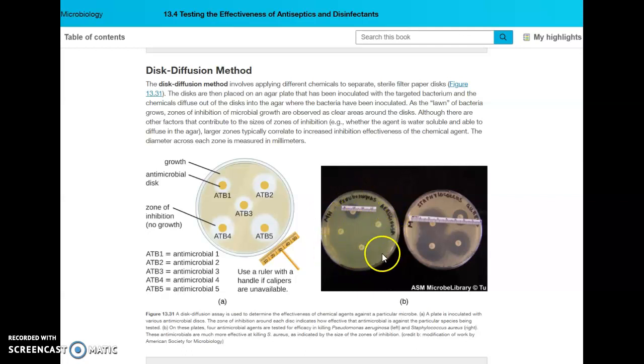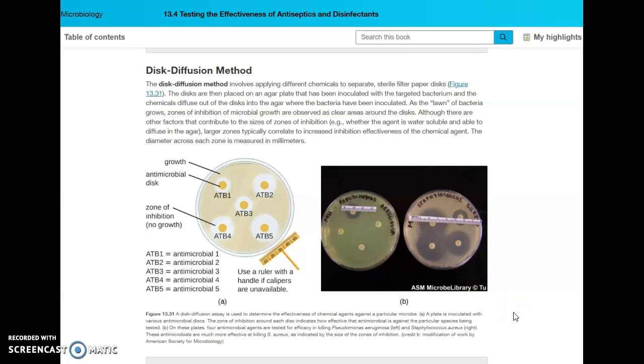For Pseudomonas aeruginosa, you can see that for these 3 down here, there was no zone of inhibition. That tells us that this particular chemical is not effective against Pseudomonas. Whereas if we look at Staphylococcus, we see a zone of inhibition around all of the discs. And that tells us that all of those chemicals are capable of killing or inhibiting the growth of Staphylococcus aureus.